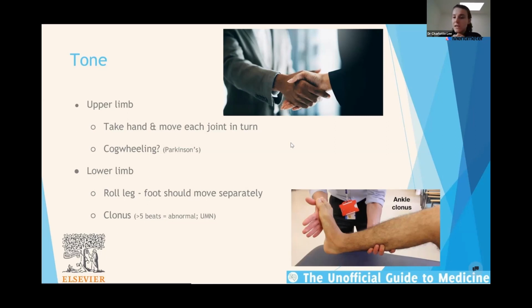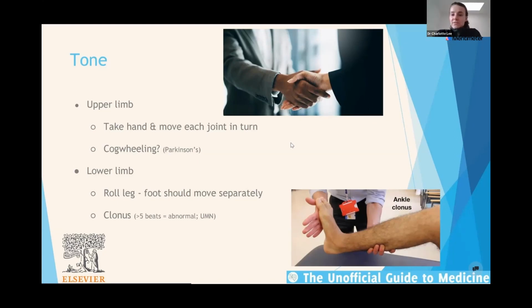In the lower limb, you're going to have the patient sitting on the bed at 45 degrees, and roll their legs. You put your hands just above and below the knee and roll their leg. You should see the foot flopping independently. When you roll the leg left, the foot shouldn't be moving in time with it. It should be flopping slightly independently. So look out for that.